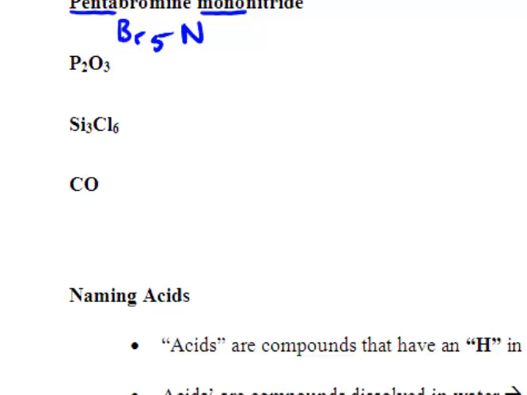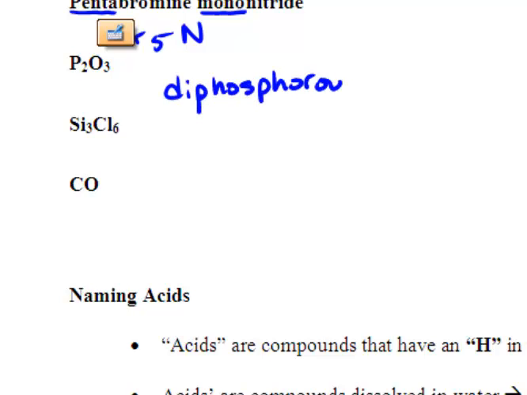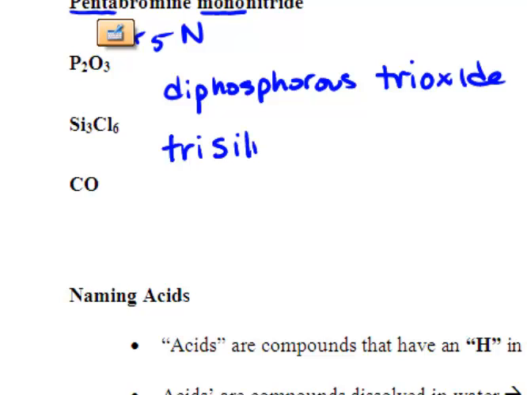So we've got P2O3, so we're going to have diphosphorus trioxide. Next we've got Si3Cl6, so we've got trisilicon hexachloride.